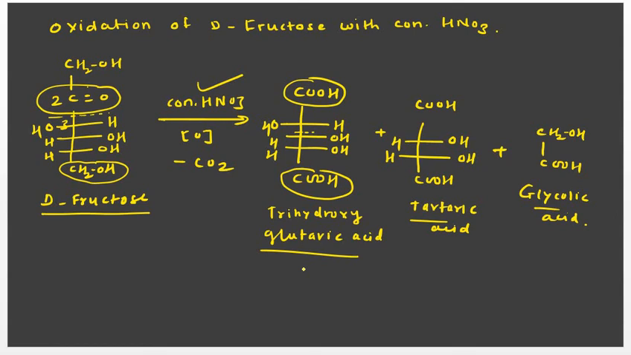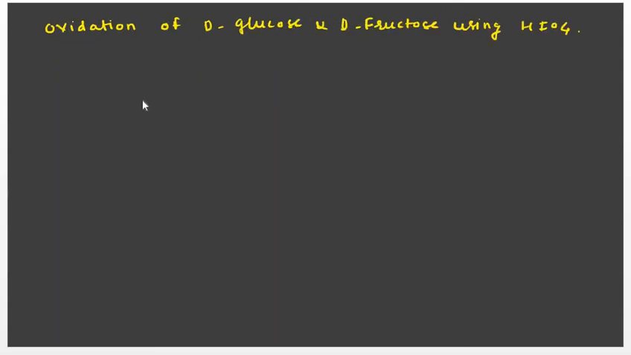Okay, now another reagent is there, that is HIO4, periodic acid, as an oxidizing agent. So we will see now the oxidation of D-glucose and D-fructose by using periodic acid. Now as I said earlier, this periodic acid, HIO4, is the strongest oxidizing agent as compared to bromine water as well as concentrated nitric acid. So what will happen if we oxidize D-glucose and D-fructose using periodic acid, that we will see.